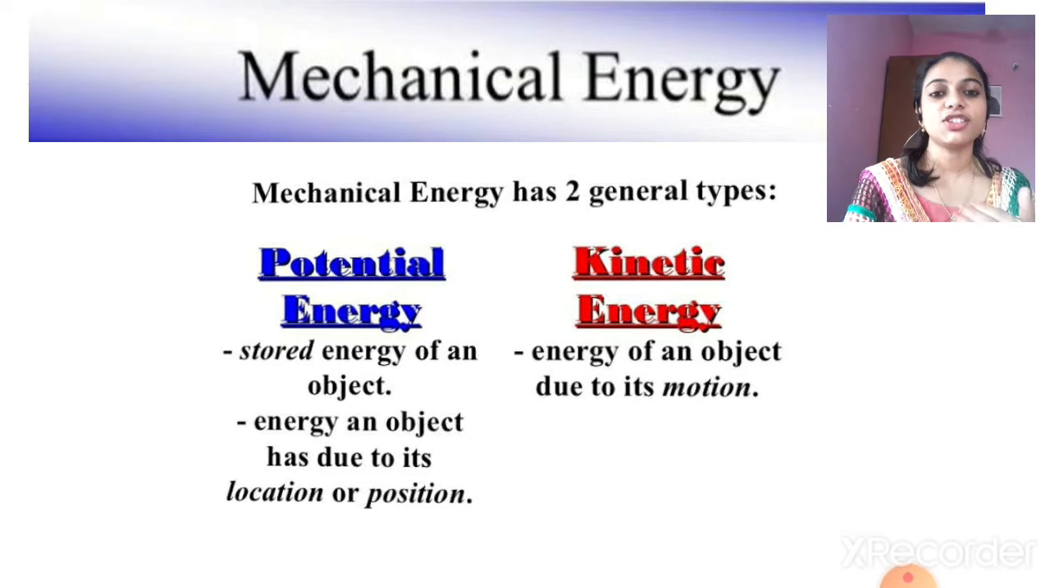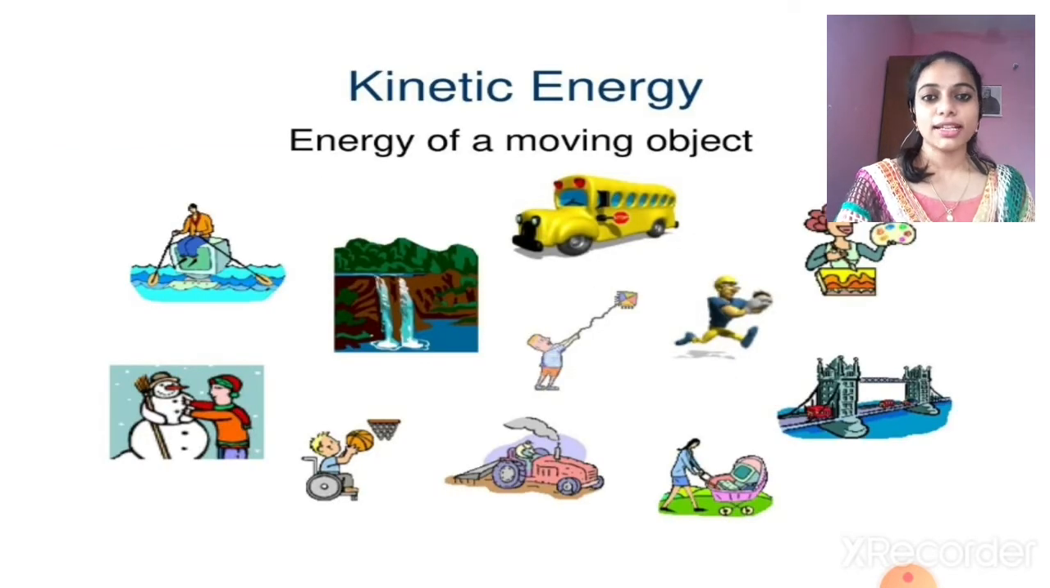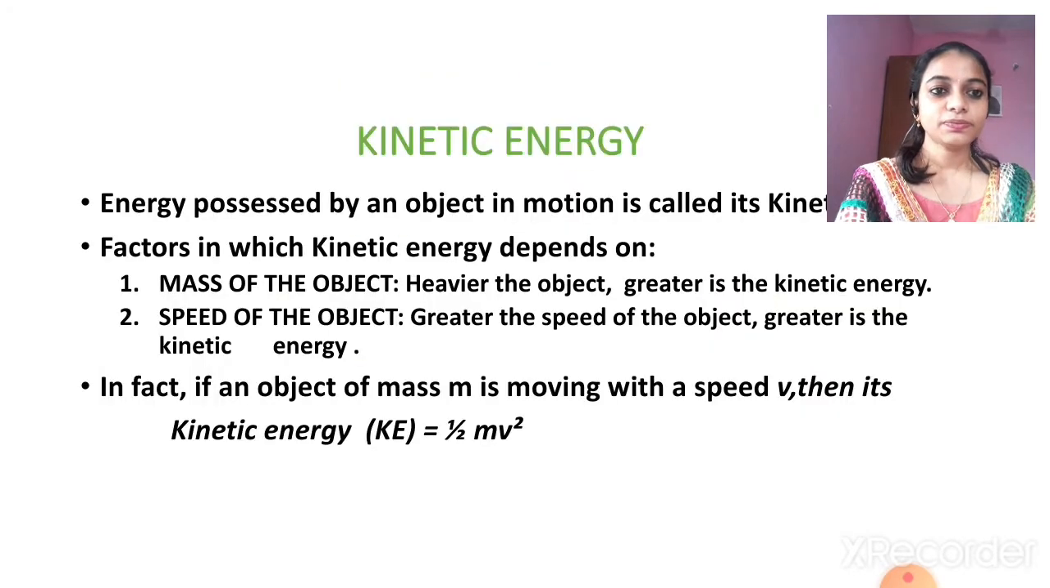Kinetic energy is the energy of an object due to its motion. When an object is in motion, it possesses kinetic energy. When the object is at rest, it possesses potential energy. Now, more examples of kinetic energy. Kinetic energy is the energy of a moving object. There are so many examples: running water, a moving vehicle, playing children, and different things, isn't it? So whatever object is in motion, that object will possess kinetic energy. Let us study more about kinetic energy.